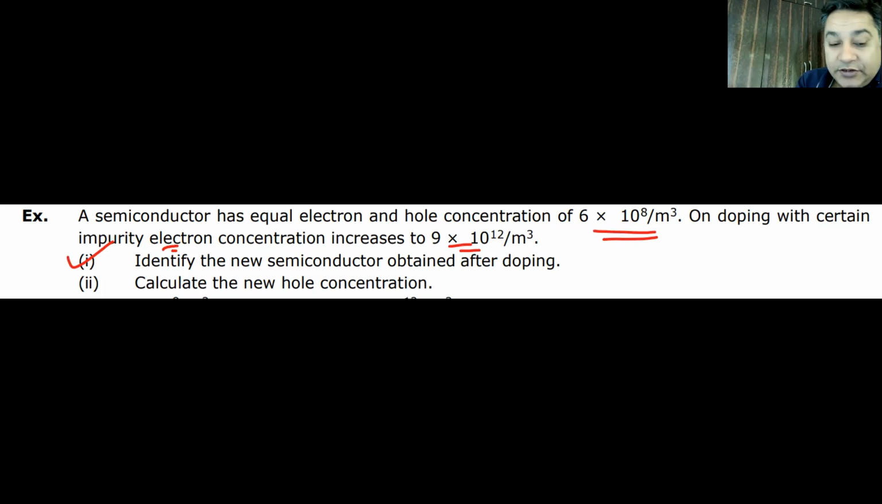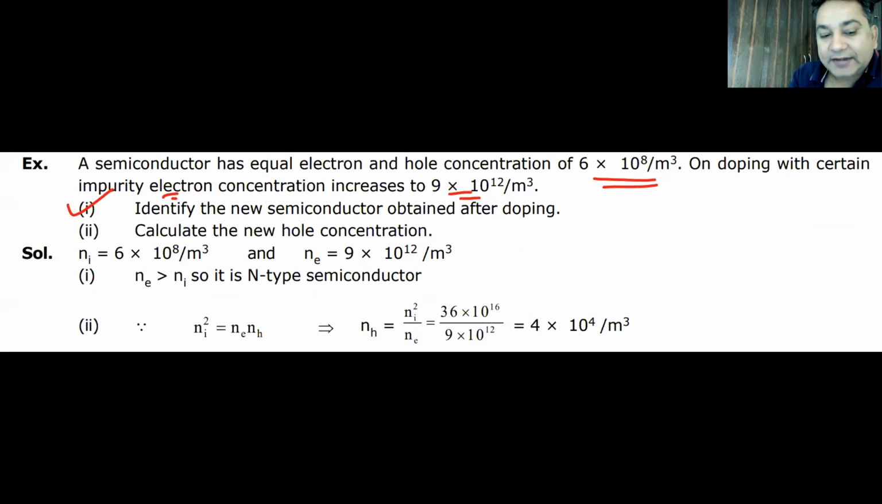You have to find the new hole concentration. Do I have the answer for the new hole concentration? Ne is greater than Ni. Can I have the second answer, please? 4 into 10 to the power of 4. That is exactly correct.